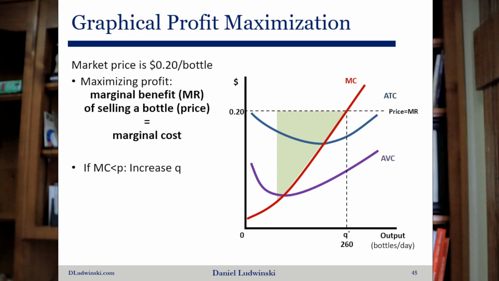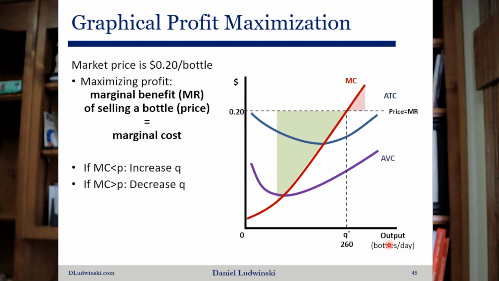So if the marginal cost is less than the price, if you are at any of these quantities down here where marginal cost is less than the price, you need to increase that quantity because marginal cost is an increasing function. If the marginal cost is greater than the price, if we're to the right of this quantity, we need to decrease the quantity because the cost to produce those bottles is higher than their price.